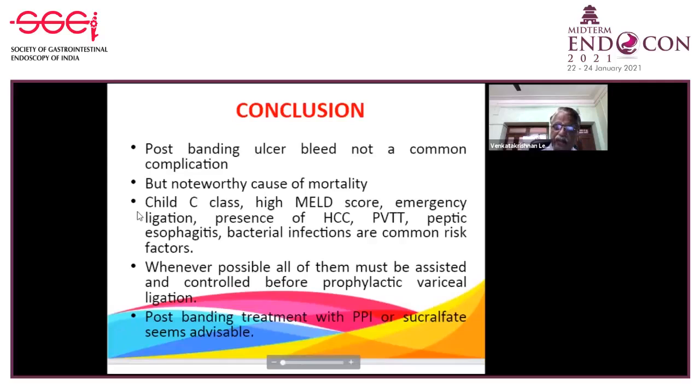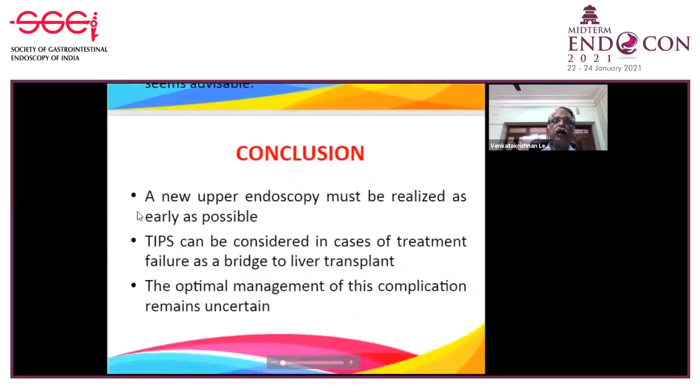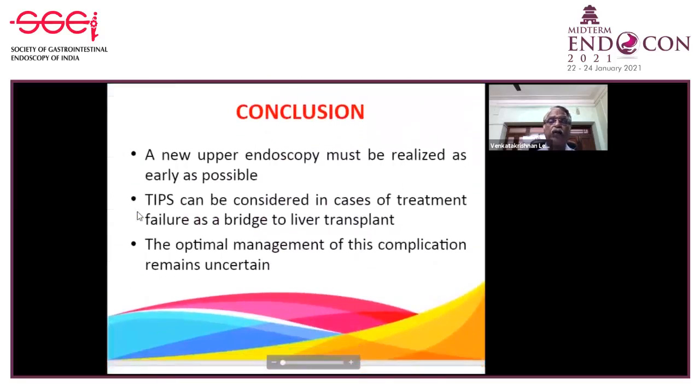Post-banding treatment with PPI seems to be advisable but does not make a difference in the post-ulcer bleed or survival. A new upper GI endoscopy must be done as early as possible, within 12 hours, to classify the type of post-banding ulcer and probably optimize the patient and plan the strategy. TIPS can be considered in case of treatment failure as a bridge for liver transplant. It has been shown that if you are not able to reduce the HVPG to less than 20, a rescue TIPS certainly gets a better survival and can be a bridge to a transplant.